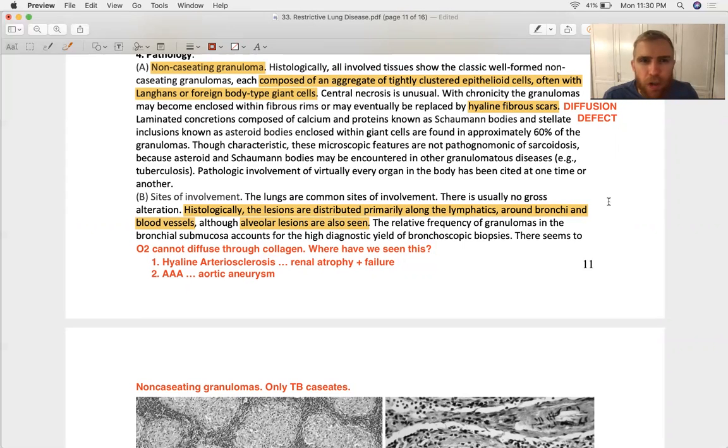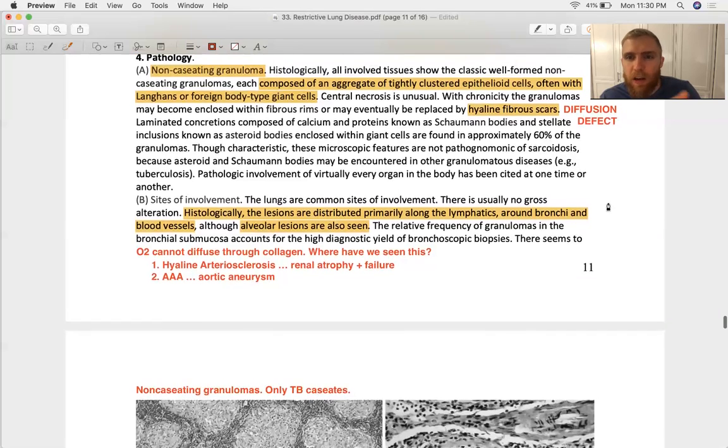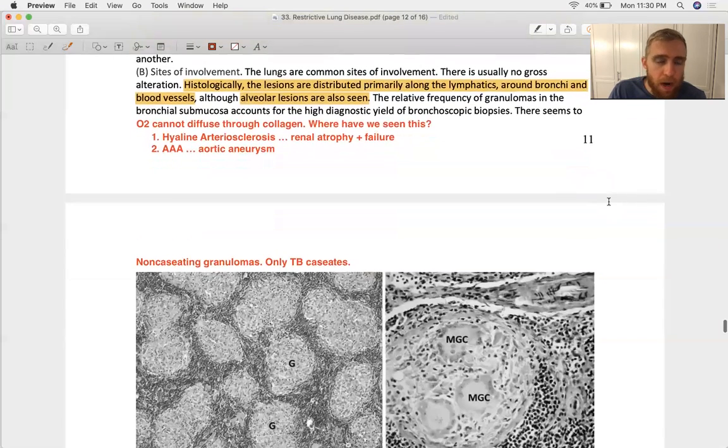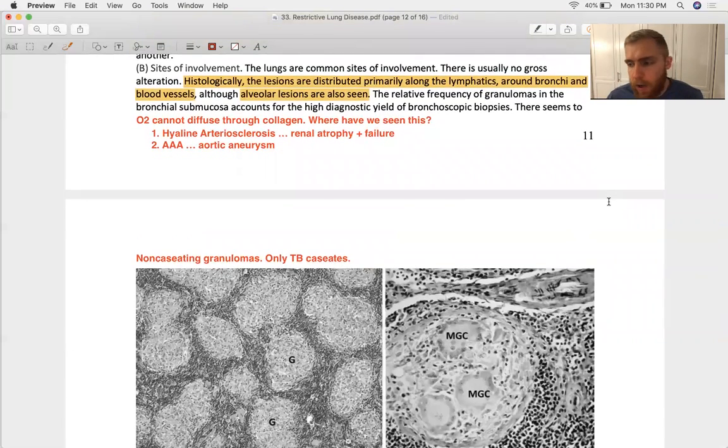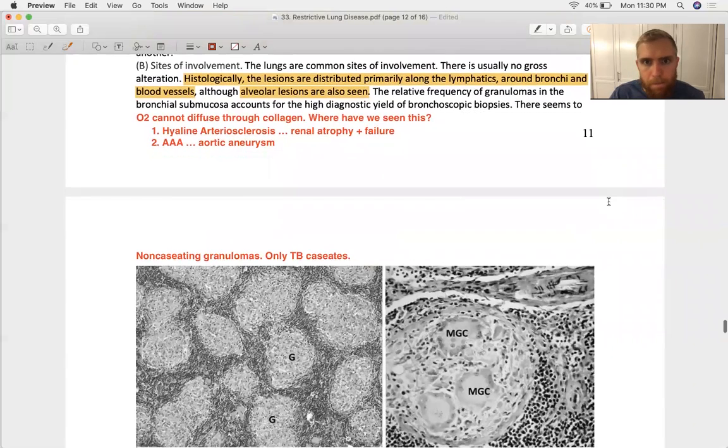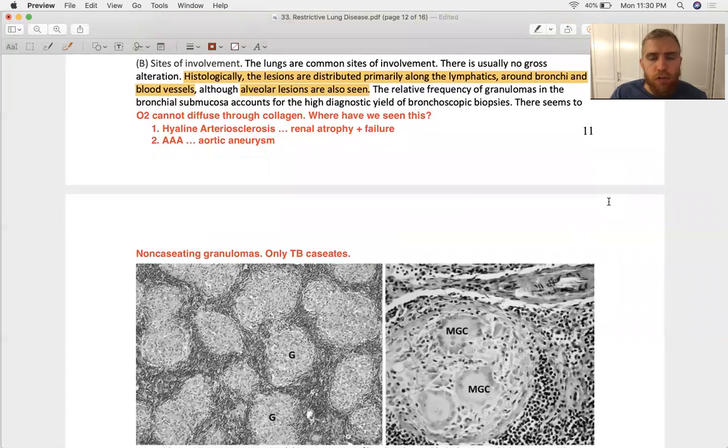You don't usually see necrosis because the cells are very healthy, trust me. They're just big, massive. And you see a lot of scarring around. And anytime you see hyaline scarring, it's going to be pink and eosinophilic on histology. And the scarring leads to an oxygen diffusing defect, which leads to a low VQ ratio, which leads to your hypoxemia and your pulmonary hypertension, right? Histologically, the lesions are distributed primarily around the lymphatics, around bronchi and blood vessels. Alveolar lesions are also seen. Well, that's helpful.